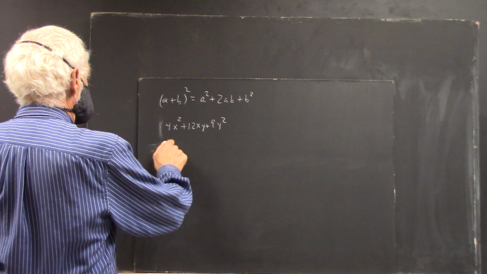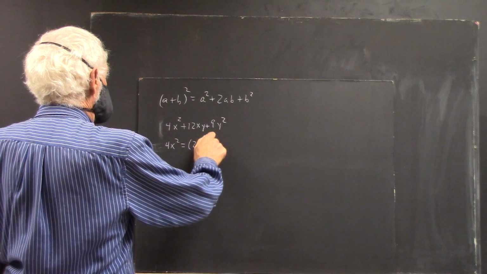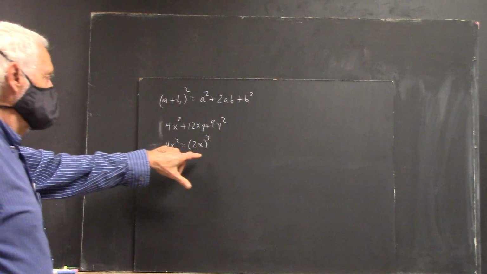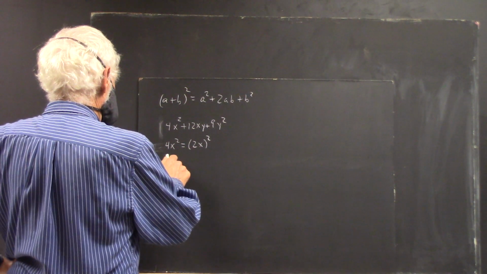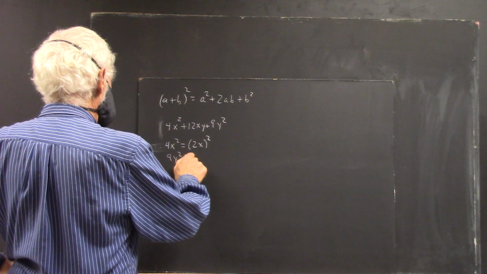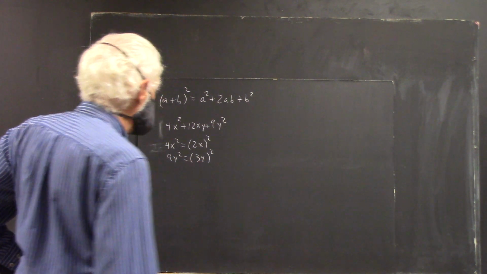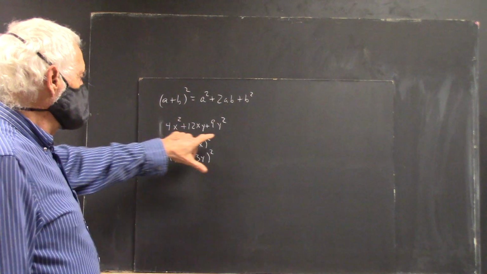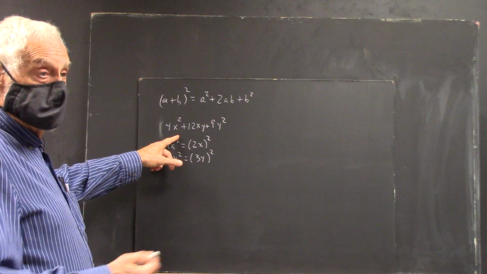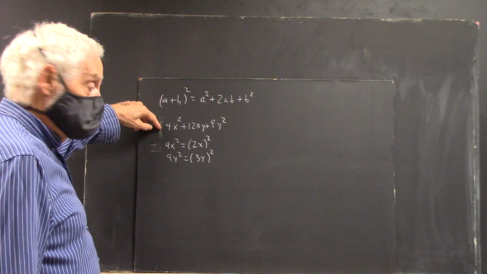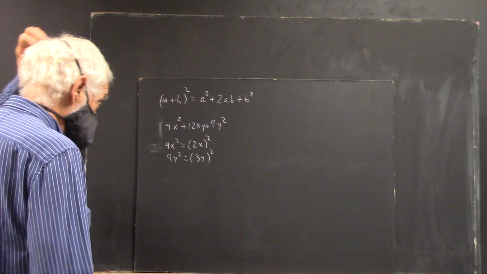First of all, four x squared is the square of 2x. Nine y squared is the square of 3y. We notice we have a perfect square here, a perfect square here. X is squared, x is an even power, so that's a perfect square, and the 4 is a perfect square. So we have 4x squared equals this, 9y squared equals this.